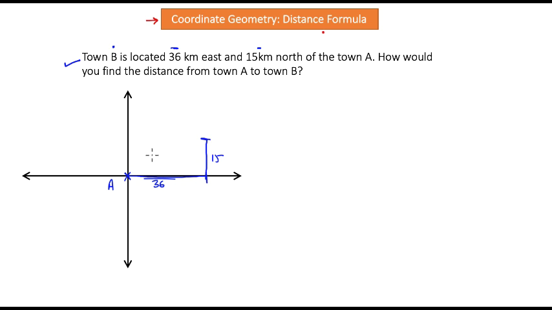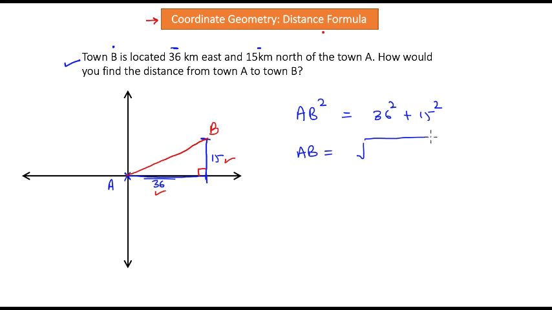Now I can very easily create a right angle triangle, and this is my right angle, with two dimensions, 36 and 15, and this is the location of town B. Once you have constructed this right angle triangle, it is very easy to find the distance AB. Using the Pythagorean theorem, AB square is equal to 36 square plus 15 square, or AB is the square root of that value, and this is how you can find the distance of town B from town A. So using the Pythagorean theorem, it was very easy to find the distance AB.